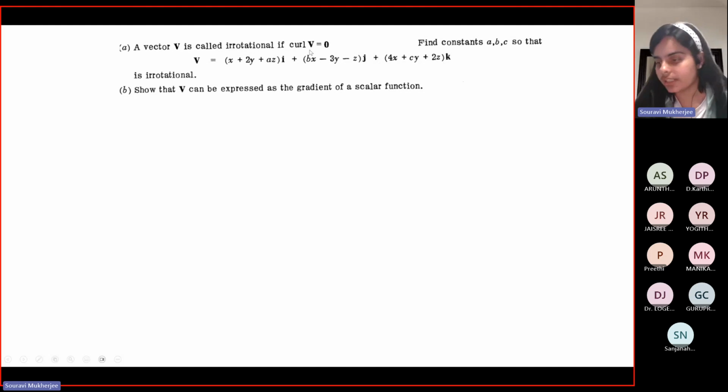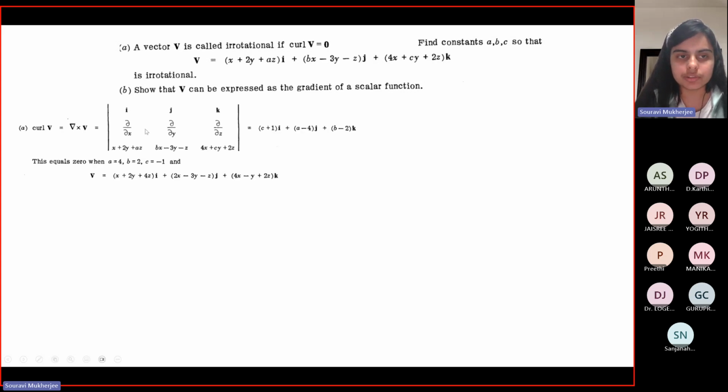So if you are given some vector where the curl of V is zero, what it means is, this is again a very basic question. It's said that curl of V is zero, and this is how V looks like. How do you find A, B, and C? This part is quite easy. You use the formula of curl of V, and you equate all these terms to zero. You will get A, B, and C, so you know what V looks like. Nothing interesting about this question, but the next part is very interesting.